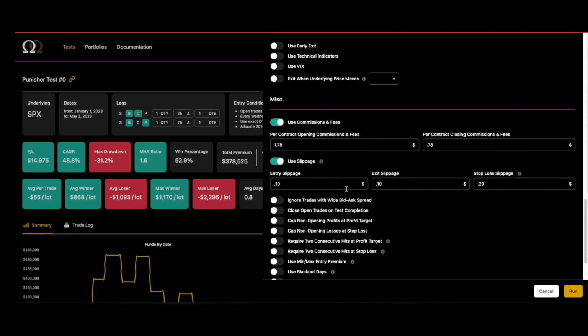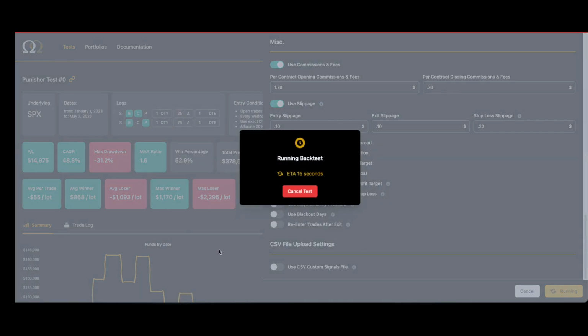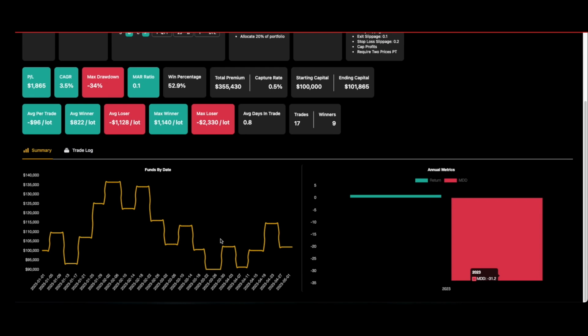So we're going to do those two things. We're going to ignore the wide bid ask. Probably not super important to do that on this test, but it is on some backtests. And what the wide bid ask is simply if the bid and the ask is too far apart, it will flag the trade and you can ignore it. The other things that we're going to do on this is we will cap the profit target and we'll require 2 hits at the profit target.